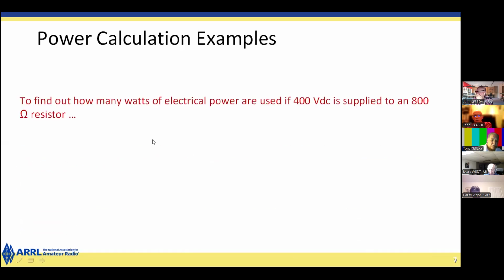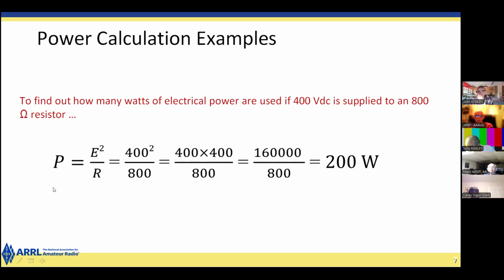To find out how many watts of electrical power are used, okay, this is right out of your question, so you're going to pay attention. Electrical power used at 400 volts DC is supplied to an 800 ohm resistor. Okay, let me move my screen around here. So how do you do that? E squared over R, because you have the voltage and you have the resistance. So in theory, you should be able to figure power. So it's 400 squared over 800, which is 200 watts.